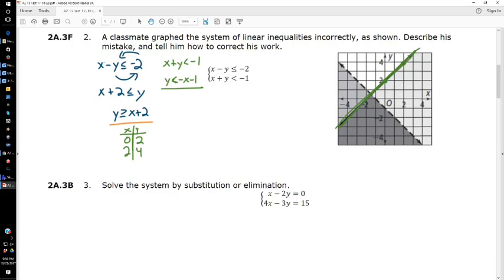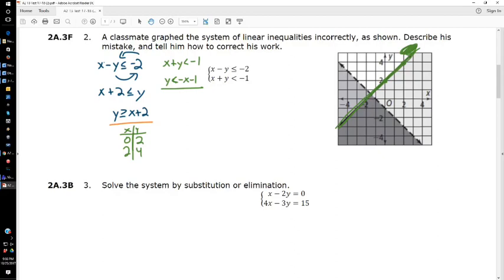The classmate shaded the wrong side. They should have shaded this side of the graph. This side should not have been shaded. So that's the first thing. Let's go over here and see if this one's done too.